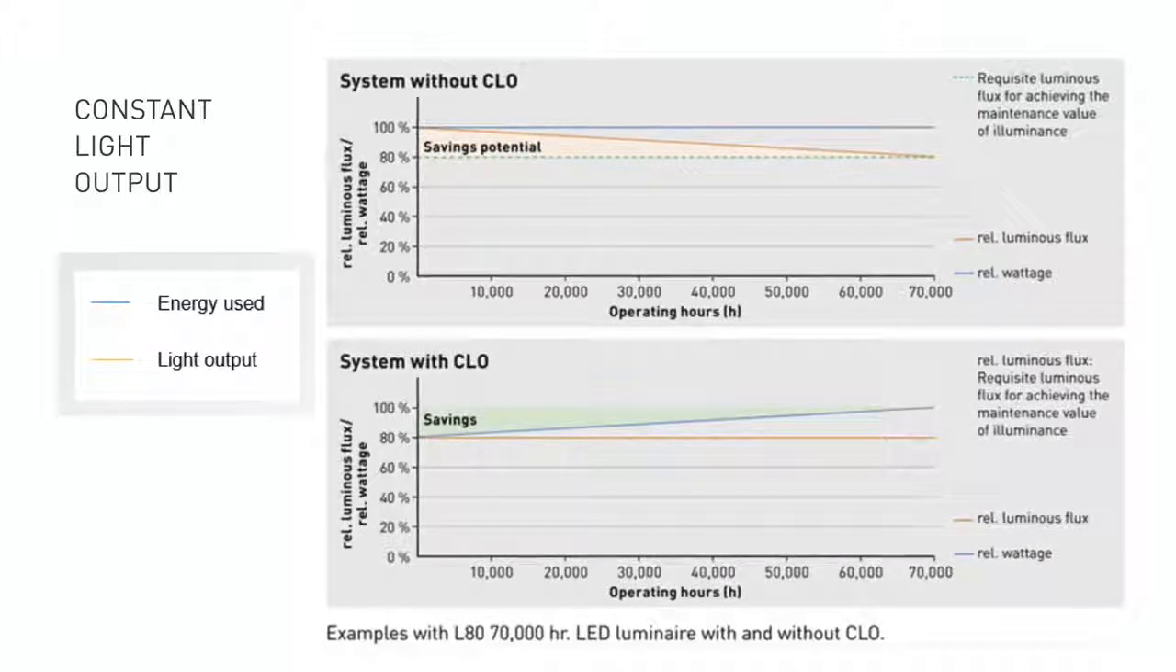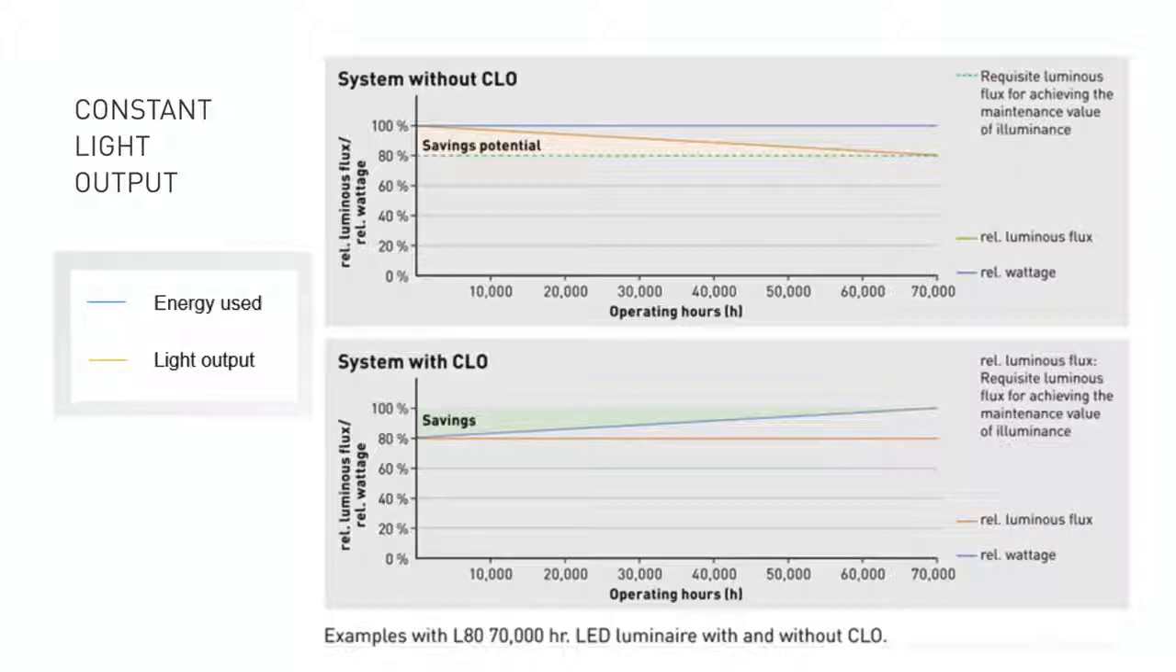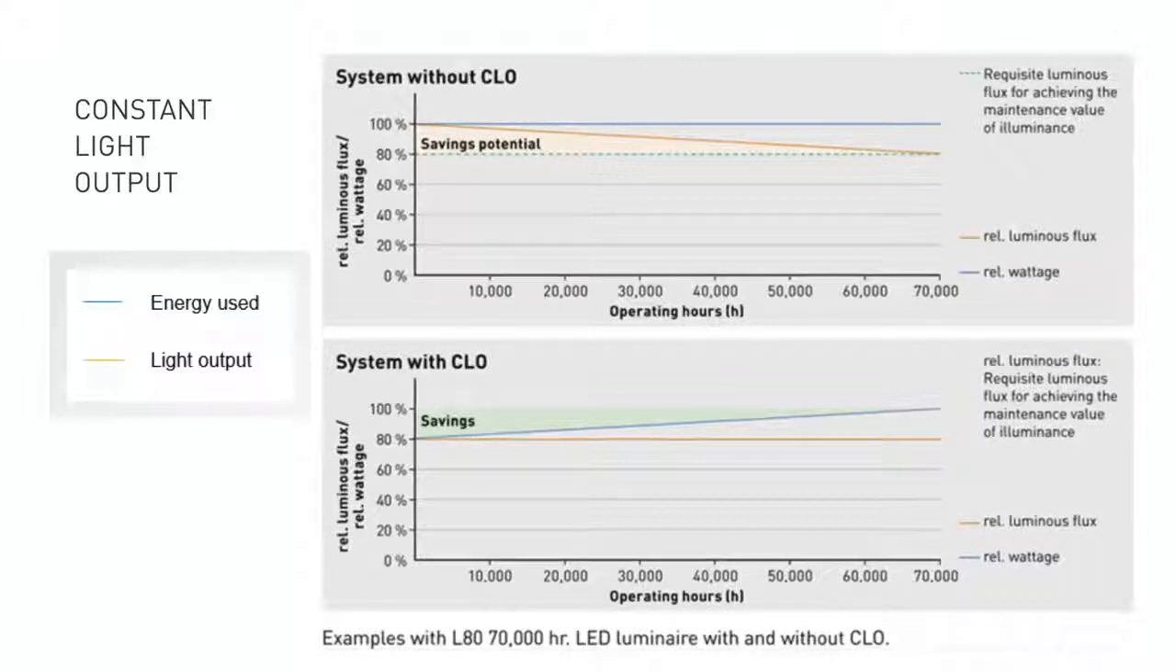In the second graph, showing the system where an intelligent ballast with constant lumen output has been used, the orange line shows the light output again, but the ballast has restricted the power input to 80%. And this line remains constant because the energy used, the blue line, is gradually increased over the lifetime until it reaches 100% at 70,000 hours. And this time the green shaded area shows the energy saved by this low-cost technology.